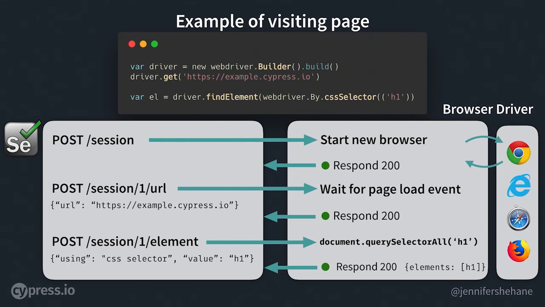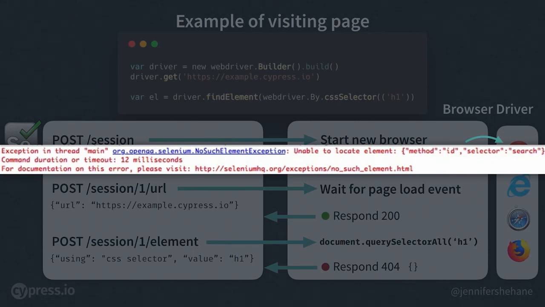So this diagram shows an ideal workflow. All of our tests passed, so no errors. But what happens if our document.querySelectorAll doesn't find our element when it queried? Say our loading spinner was still spinning, or it was still waiting for a request to get some data. If this happens, then the browser driver responds with a 404 error, and this lovely error that says unable to locate element, and then prints basically the arguments that we sent into it.